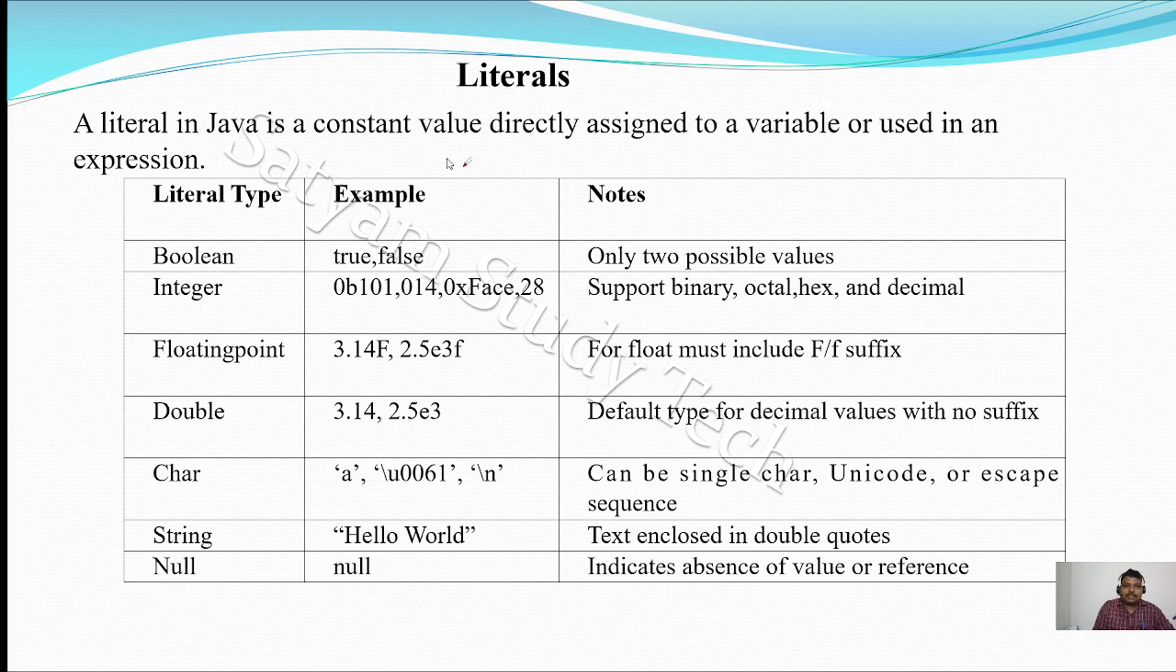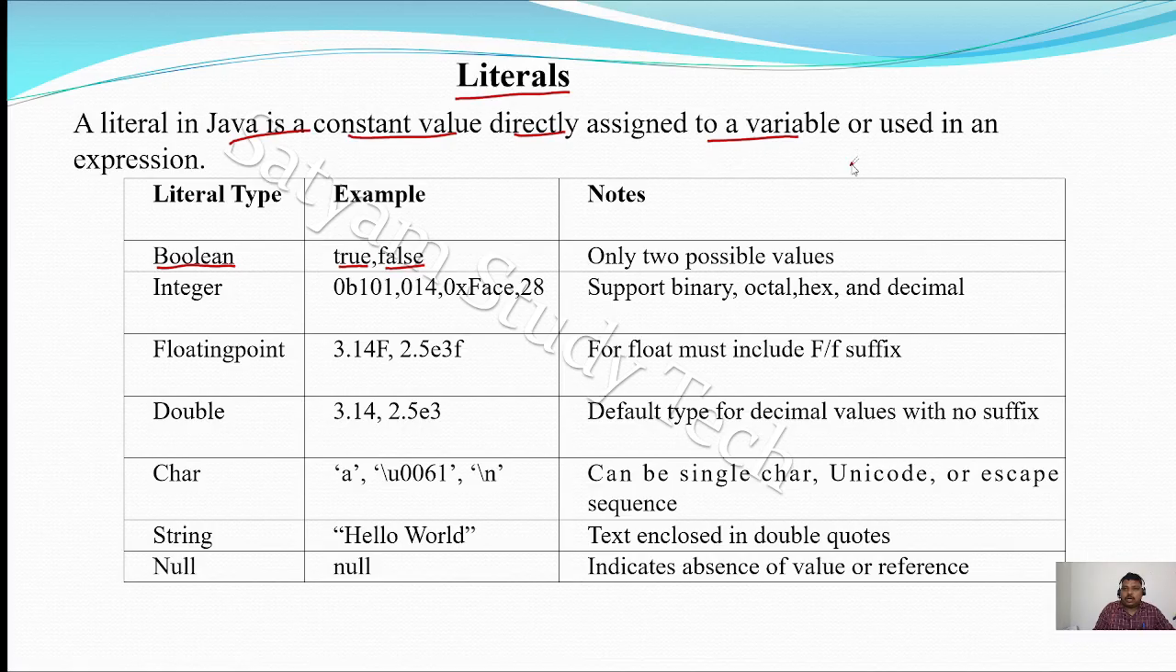Today's topic is literals in Java. A literal in Java is a constant value directly assigned to a variable. Here you can see the different types of literals that exist in Java. Now the Boolean literal: it is a constant value, true or false. Only two possibilities.